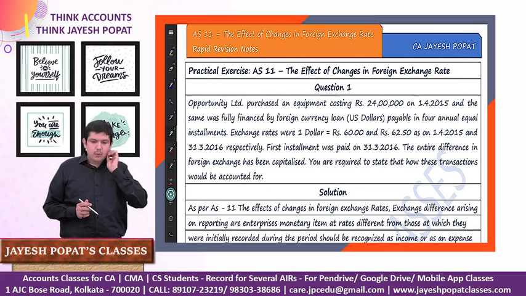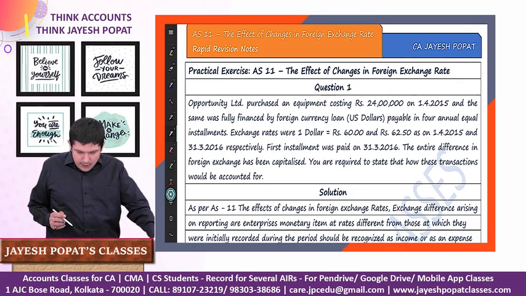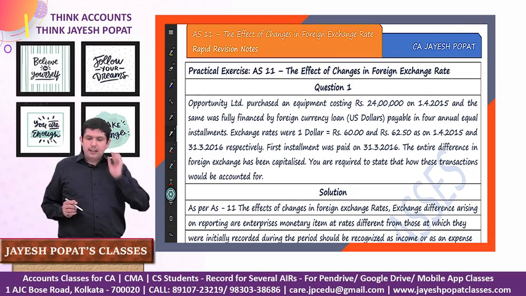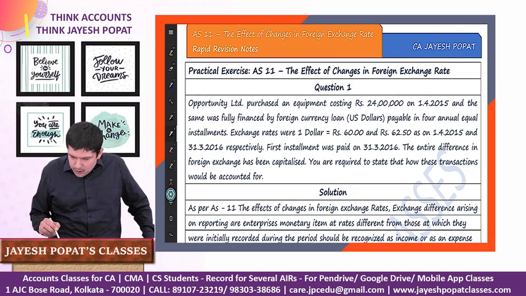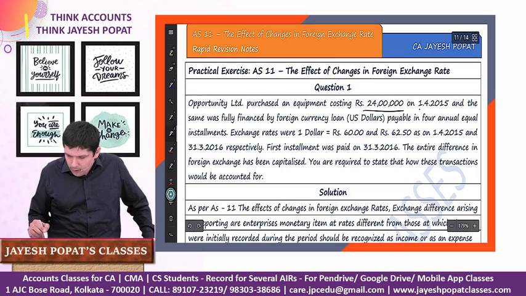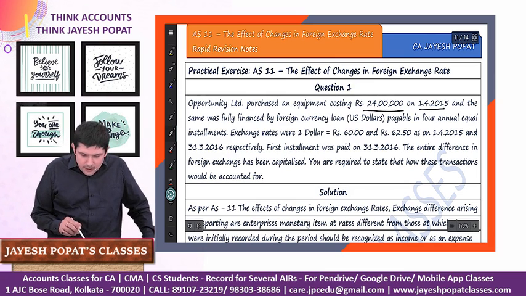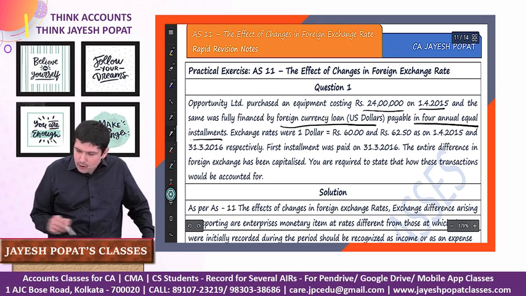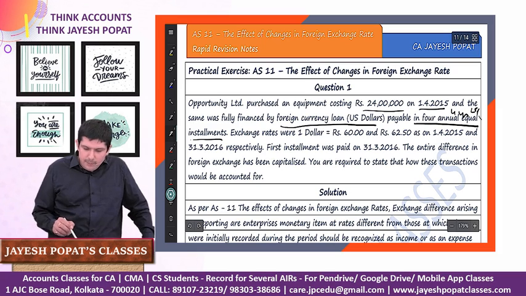Let's come to question number 1. It says Opportunity Limited purchased an equipment costing rupees 24 lakh on 1/4/15 and the same was fully financed by a foreign currency loan payable in 4 annual equal installments. So it's a 4-year loan. We say that it is a long term foreign currency monetary item.